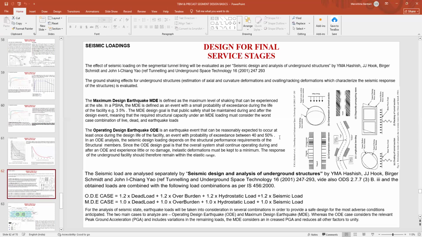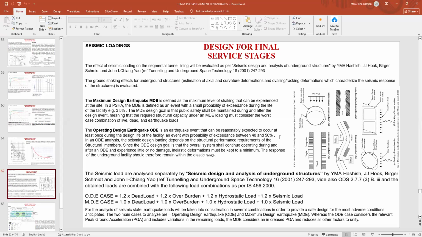So it has a very low probability, but it's a maximum design earthquake. Suppose a tsunami comes with a Richter scale of 7.8 or 8, so it is a maximum design earthquake. But normally earthquakes come every month, sometimes at a Richter scale of 2, 3, 4. So this is the operating design earthquake. So mostly we are designing for both the operating design and the MDE case also.